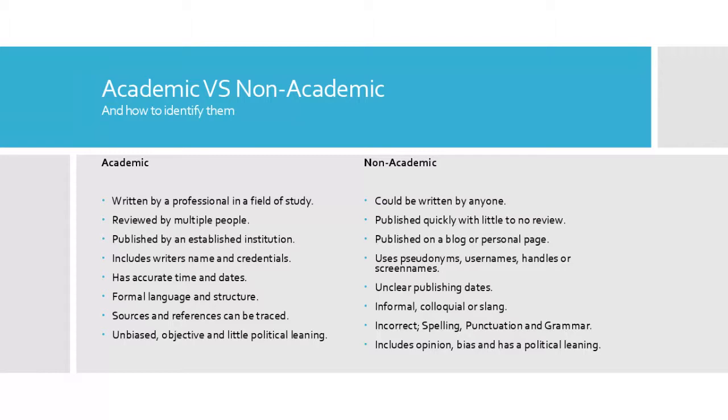So we've covered it before, but we'll go through it again just as a refresher. Academic versus non-academic. So an academic source will be written by a professional in a field of study, reviewed by multiple people, published by an established institution, includes writers' names and credentials, has accurate time and date information, uses formal language and structure, sources and references can be easily traced, is unbiased, objective, and has little political leaning, if any at all.